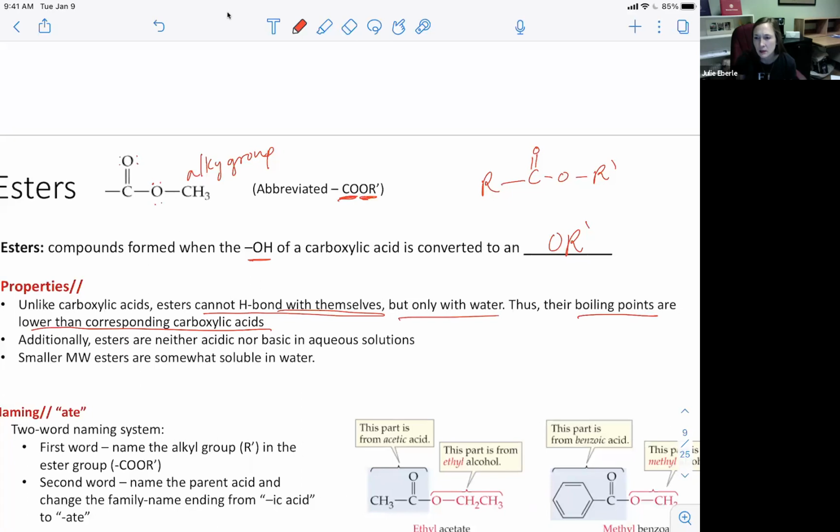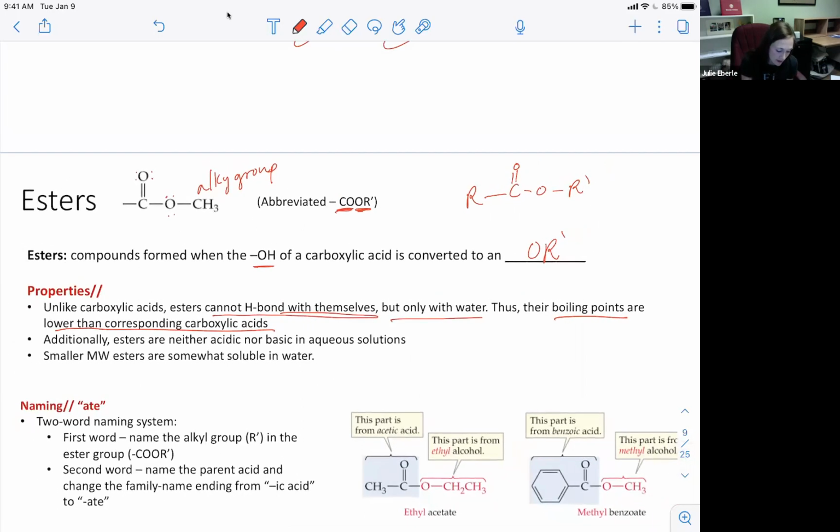Questions on that? Anybody need me to draw anything out or really look into that? Carboxylic acids have both donors and acceptors, so they can hydrogen bond with themselves. Esters only have acceptors, so they cannot hydrogen bond with themselves. So therefore, they will experience mostly dipole interactions, not hydrogen bonding, just with themselves. Additionally, another property about esters, they are not acidic or basic. They don't have an acidic hydrogen. Okay, none of these hydrogens on the carbons are positively polarized. So therefore, they're not acidic, they're not basic.